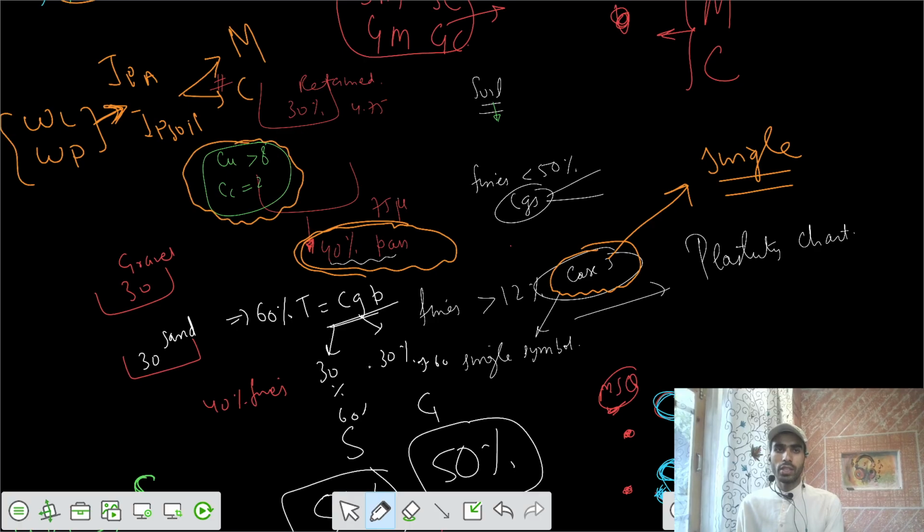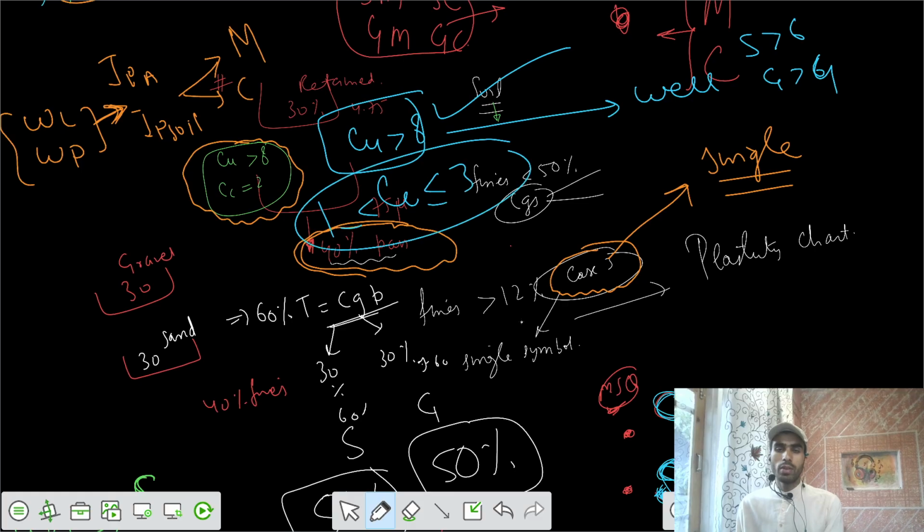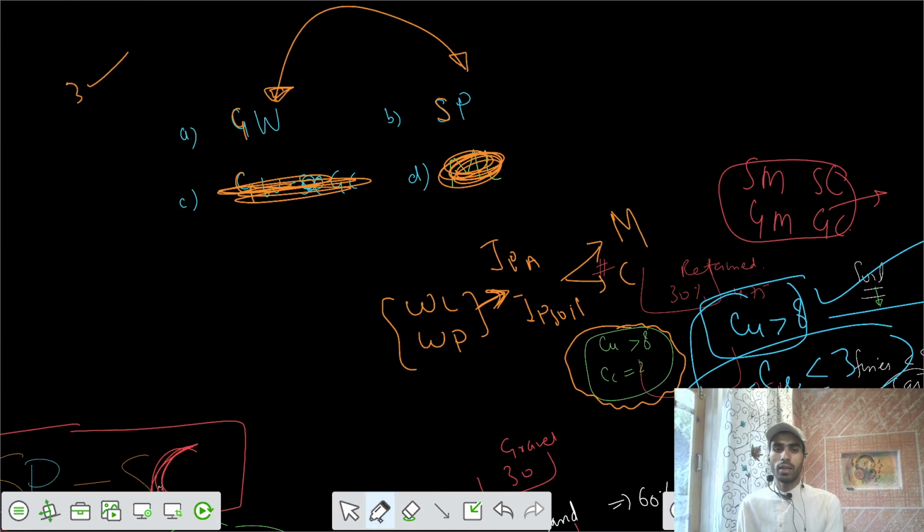So from the gradation, I can say your Cu is greater than 8. That means it's well graded. For sand you have a condition of greater than 6, and for gravel a condition of greater than 4. Since this is greater than 8, we can say this is okay. And Cc is also in the range 1 to 3. So I would say your soil is actually well graded.